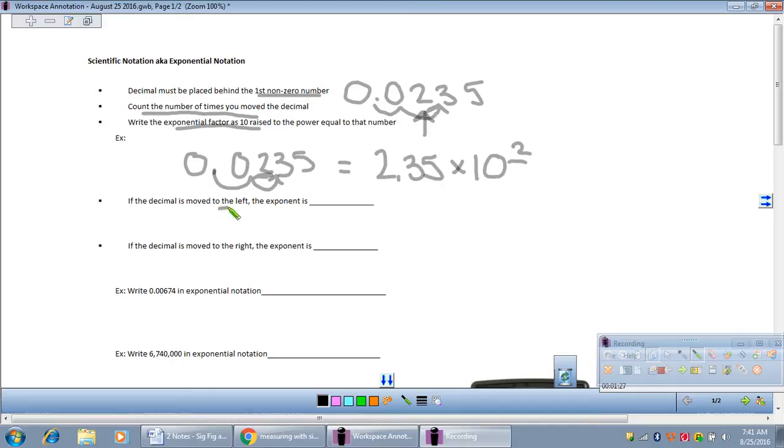If you move the decimal to the left, then your exponent is going to be positive. If you move your decimal to the right, the exponent is going to be negative. Well, we moved our decimal to the right, so our exponent is going to be negative. So anytime you move the decimal to the right, your exponent is going to be negative. Anytime you're moving the decimal to the left, your exponent will be positive. So let's do a few more examples.